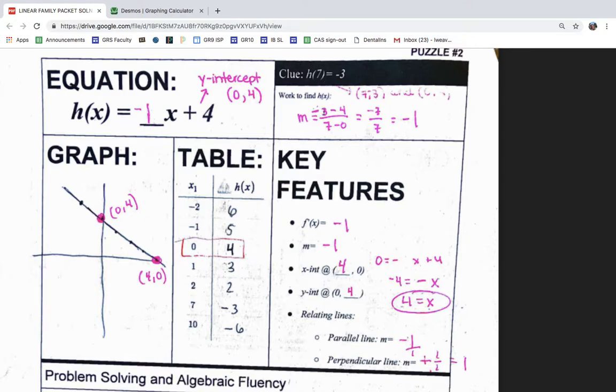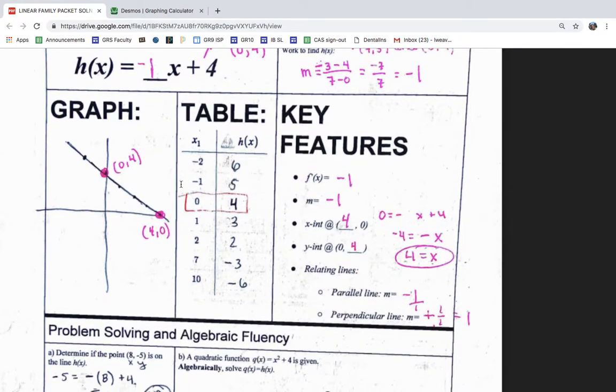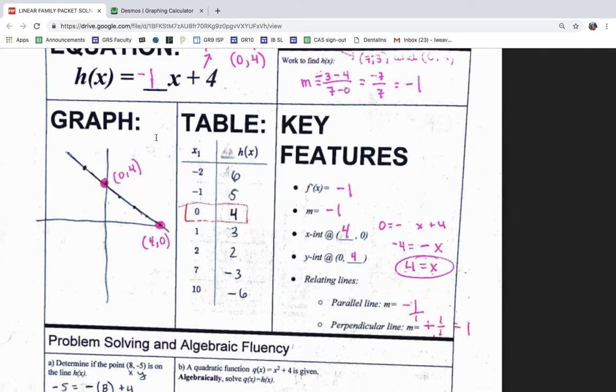So y minus y, -3 minus 4, the rise, is equal to -7. And then my run, x minus x, 7 minus 0 is equal to 7. So my slope must be -1. And I can substitute that now into my equation, and I now have my equation. I think I'll do my table next. I guess I could do my graph because I know that our y-intercept is 0, 4. But that's kind of all, and I know it's going down. That's kind of all I know right now.